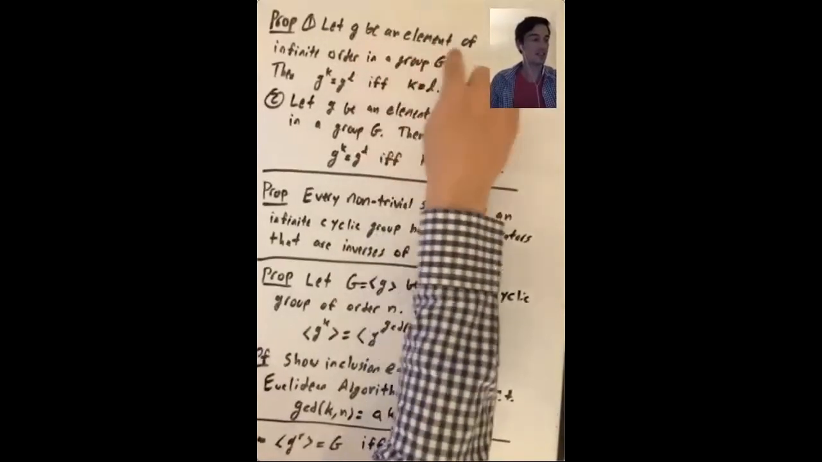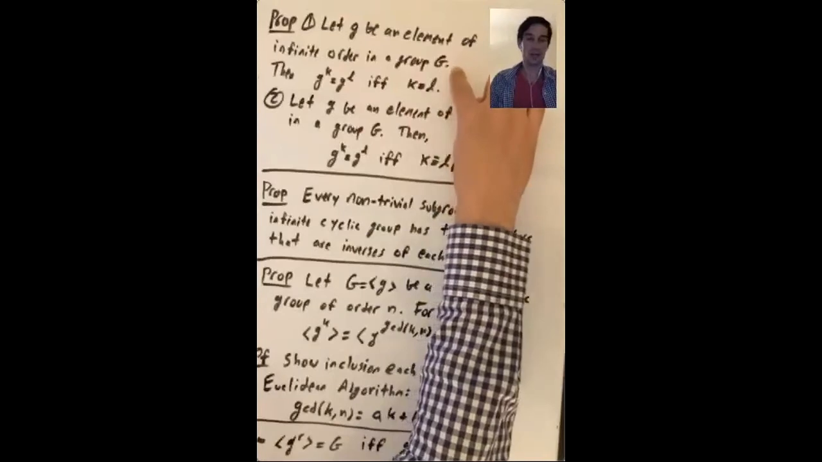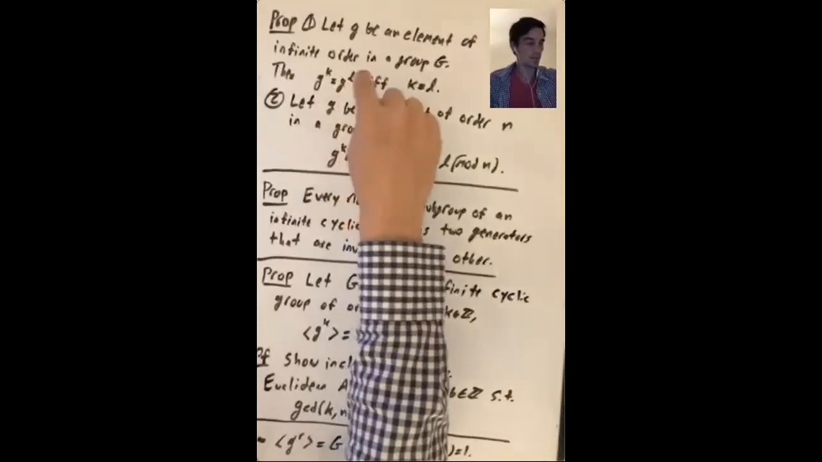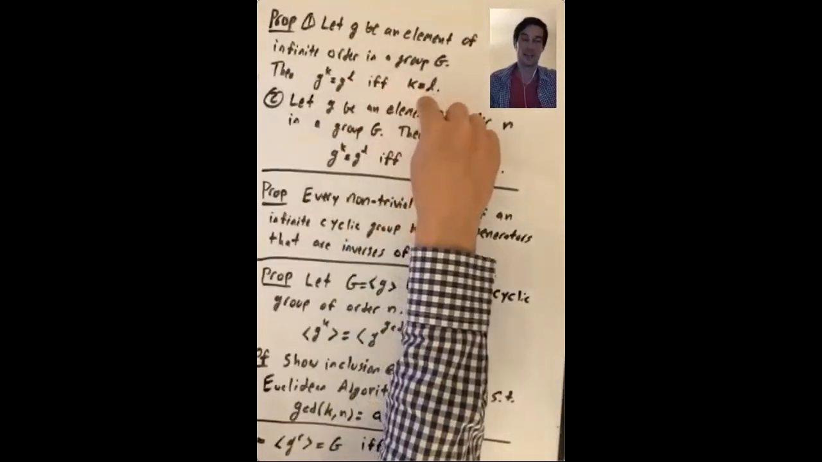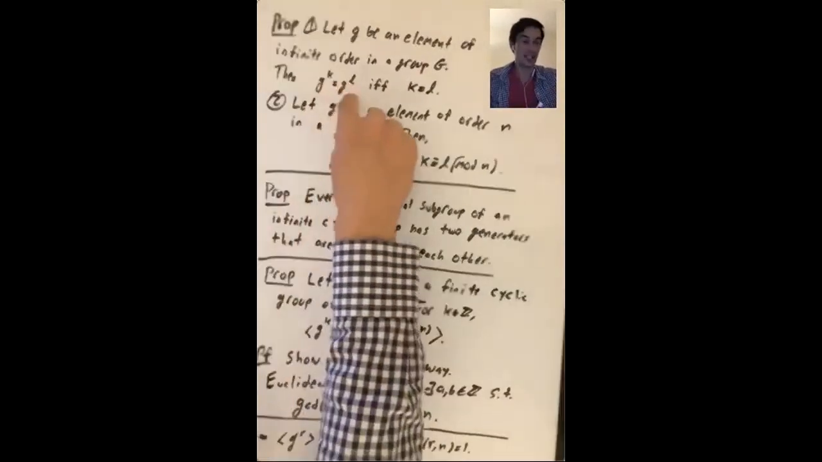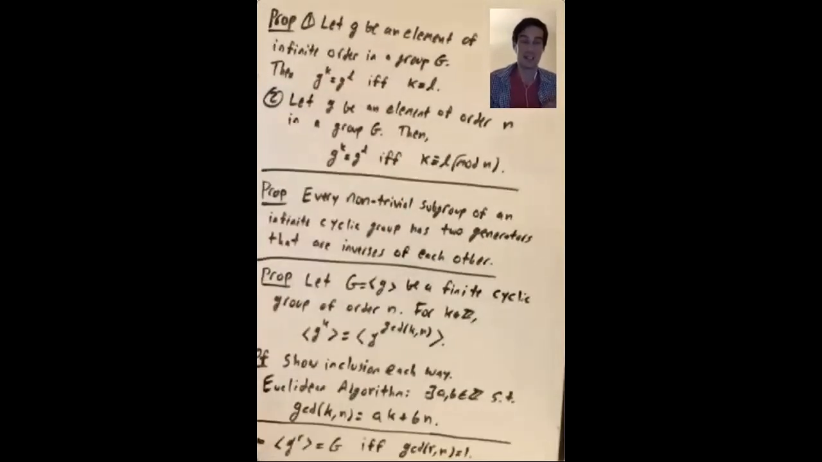First, let g be an element of infinite order in a group G, so little g and big G. When are two powers of this element of infinite order equal to each other? Well, they're equal to each other if and only if those powers are equal. And this idea now is one we've already seen a couple of times. If there were k and l that were not equal to each other, but g to the k equals g to the l, then we would have that g to the k minus l was the identity.